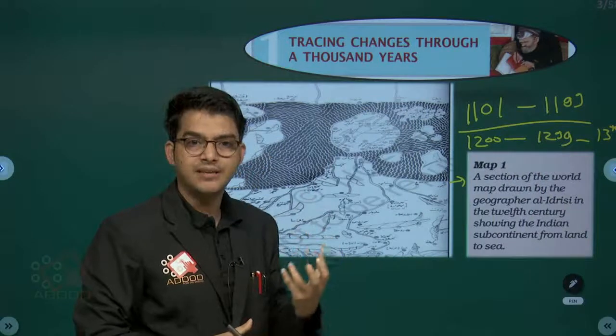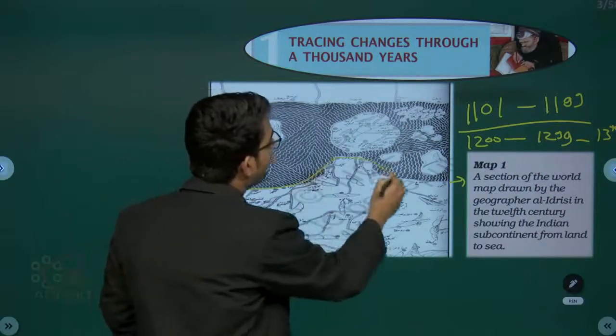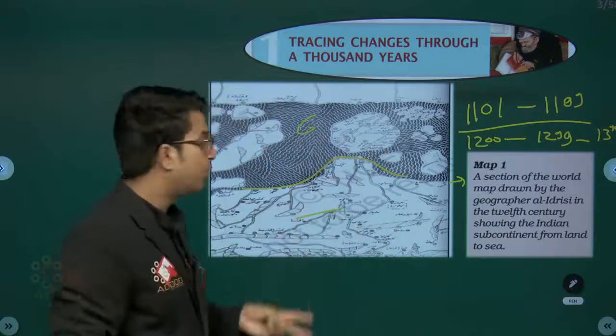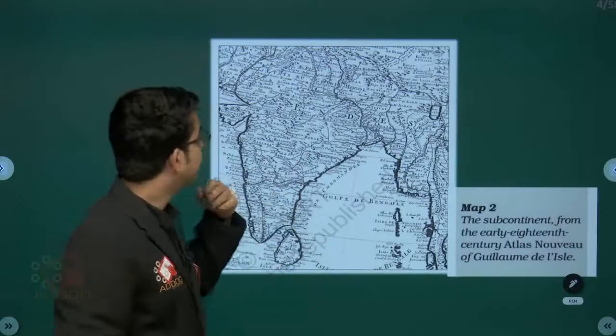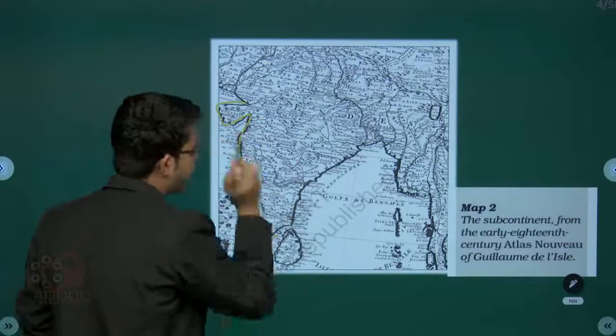from land to sea. He had divided the portion, the land over here and the water, the sea, over here. Now we have map number 2, and that is the political map.